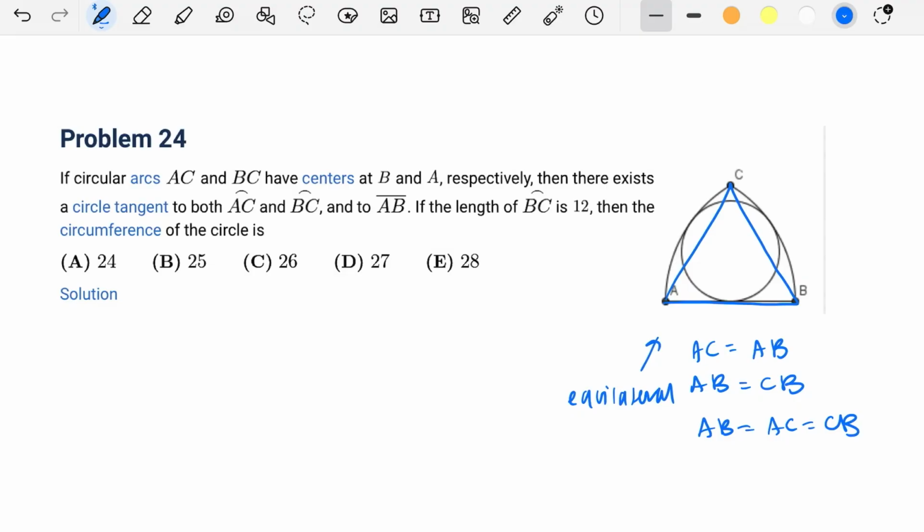Next, we're told that the length of arc BC is 12. And since this is equilateral, this is 60 degrees. So arc BC is 1/6 of the circumference of the circle at A. So we can write 6 times 12 equals 2 pi r, which gives us AB equals 36 over pi.